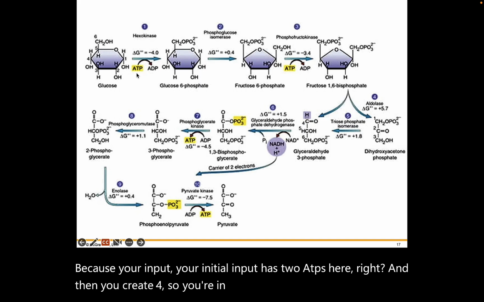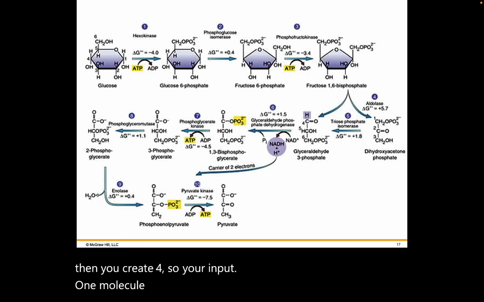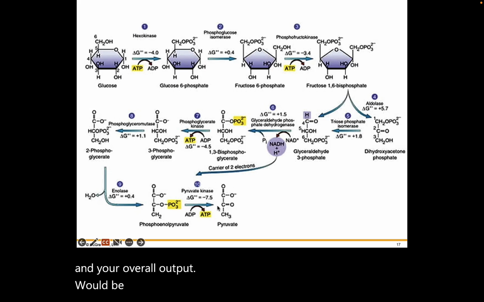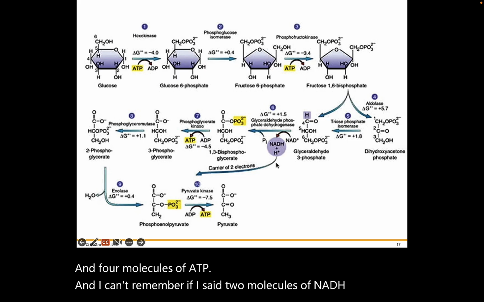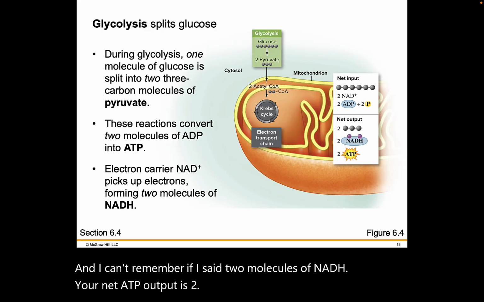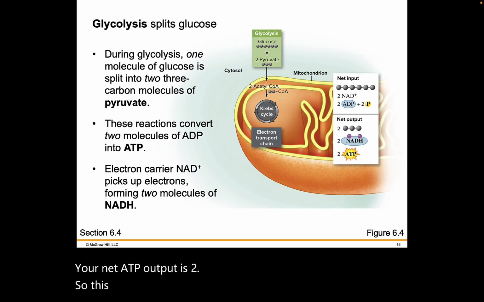So your input, 1 molecule of glucose, 2 ATPs, 2 NAD pluses, and 4 ADPs, if you're just looking at overall what's happening. And your overall output would be 2 molecules of pyruvate, 2 molecules of ADP, and 4 molecules of ATP. And I can't remember if I said 2 molecules of NADH. Your net ATP output is 2. So this is overall how glycolysis works.